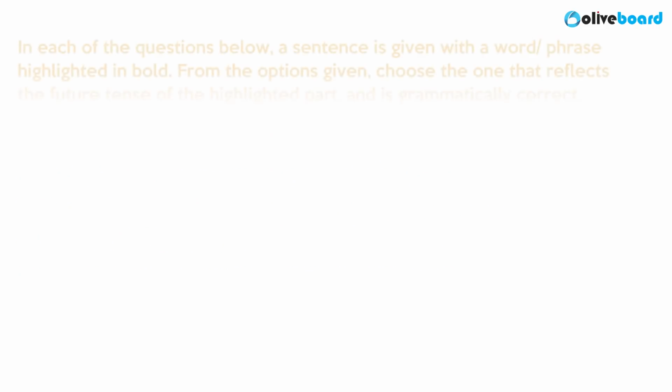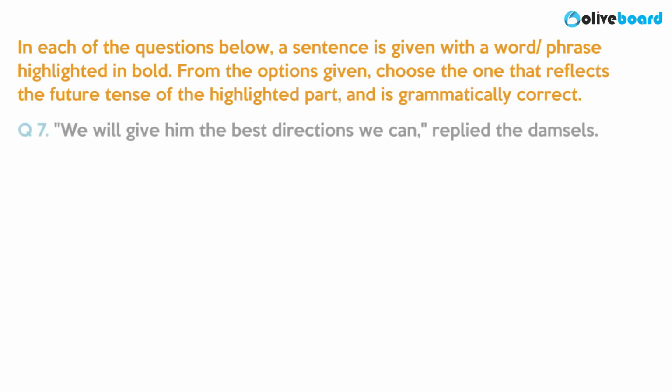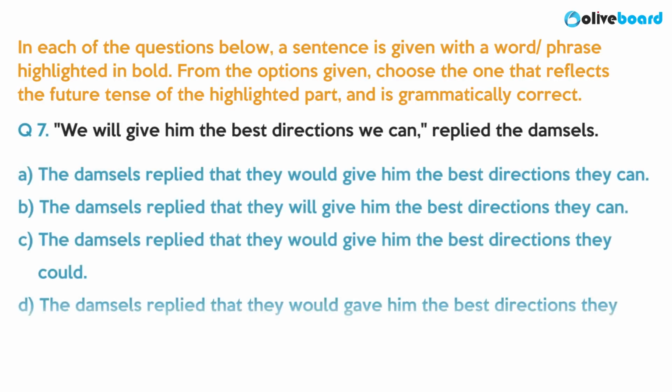Moving on to the last question for this session. This is a question on indirect and direct speech. Here we are given a sentence in the direct speech, and we have to find the corresponding sentence with the same meaning and correct grammar in the indirect speech. चलिए देखते हैं sentence क्या कहता है. We will give him the best directions we can, replied the damsels.